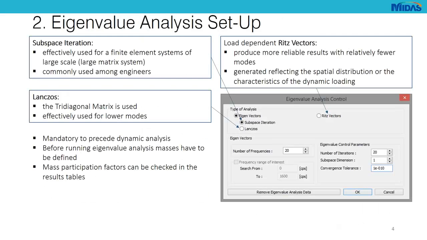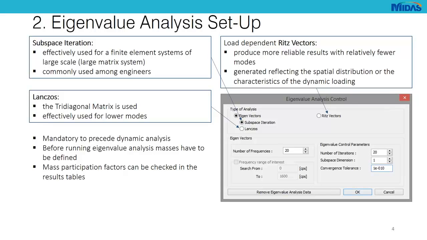Now, before running a dynamic analysis, it is always mandatory to run an eigenvalue analysis. For this, MIDAS Civil offers different analysis types to be chosen for an eigenvalue analysis. So we have subspace iteration. This is probably the most commonly used type of analysis for eigenvalue analysis, and this is very effective for large structures, so the computational time for large structures is very small. And also Lanczos is available, and this is very efficient when it comes to lower modes.